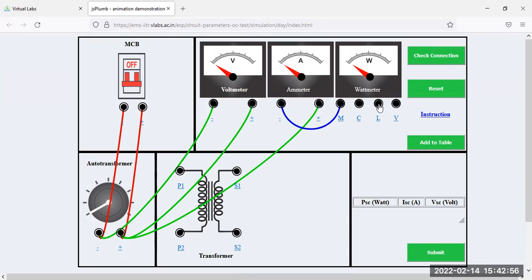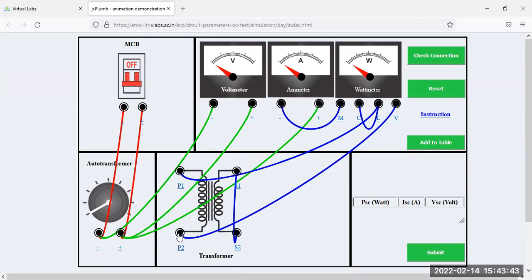As you know, L and C are common, so short this L and C, and this L goes to the HV side. P1 is the positive and this one is the negative polarity of this HV winding, and this one is the positive and this one is the negative of this LV winding. So short this one. Next, from the V polarity terminal of the wattmeter, connect to the negative polarity of this HV winding. Next, connect from this point to this point, that means the negative polarity of the transformer to the negative polarity of this auto transformer.